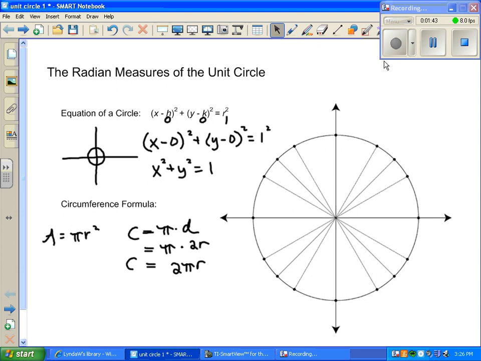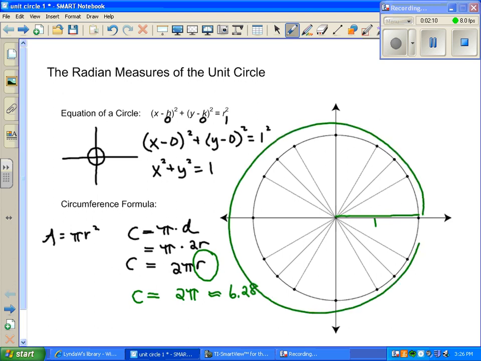So if we're working with the circumference of the unit circle, which has a radius of 1, that tells us something kind of important. The circumference of the unit circle is 2 pi. The approximation for that would be about 6 and 28/100ths. So if you have a circle with a radius length of 1, it could be 1 foot, 1 inch, 1 mile, whatever, the distance all the way around the circle is 2 pi, or about 6.28 units.